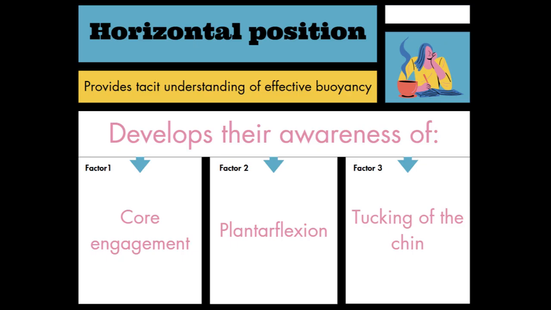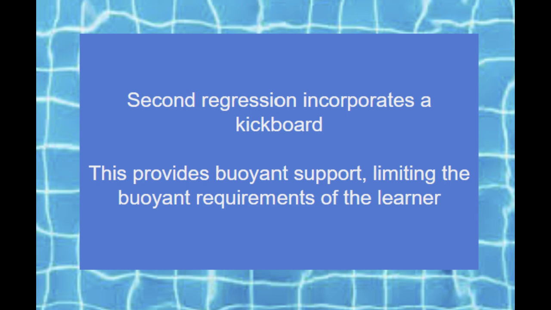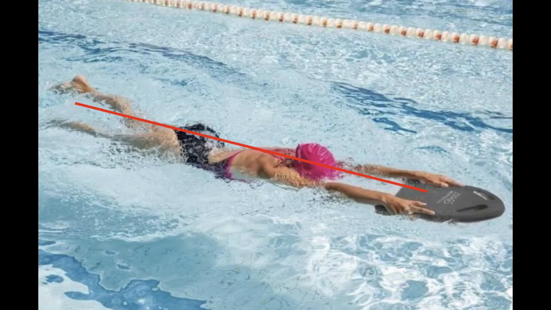Positioning the learner in a horizontal position provides a tacit understanding of effective buoyancy, developing their awareness of the factors that contribute to maintaining this position, such as core engagement, plantar flexion, and the tucking of the chin in order to keep the head down. The next regression incorporates a kickboard into the stroke, with the learner performing the freestyle movement holding their kickboard at the bottom. The kickboard assists the learner as it provides a buoyant supporting aid, limiting the buoyant requirements of the learner. This continues to improve the horizontal positioning of the learner as it helps to align the arms along with the rest of the body.